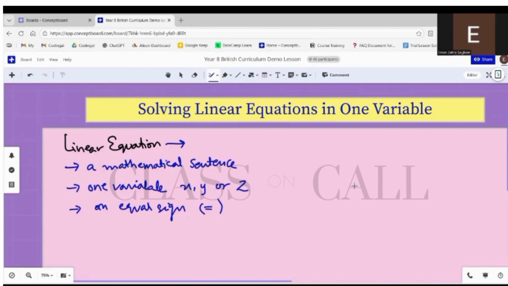So a linear equation in maths is basically a mathematical sentence, and it has one variable like x, y, or z. It could be any letter of the English alphabet like A, B, C, or S, M, N, O, P, Q, R. And lastly, it has an equal sign, this equality sign in it. So this is what makes a linear equation.